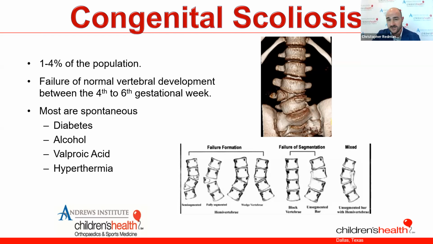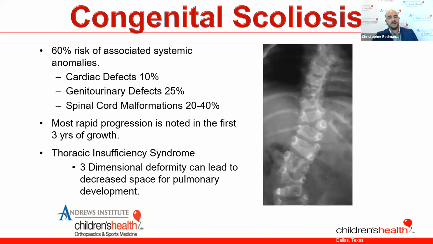We believe most of these are spontaneous in how they occur. However, there is a correlation with maternal diabetes, alcohol use, valproic acid use, and hyperthermia that can lead to these through our studies. As we discussed, this happens during an important time phase of growth, during the 4th and 6th weeks of gestation. And during this time period, there are lots of other structures that are also developing.